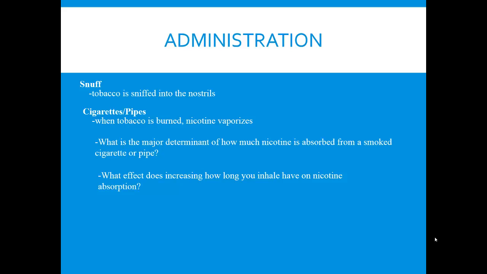Okay. So here we're going to talk about the major determinant of how much nicotine gets absorbed from a smoked cigarette or pipe. The volume of smoke that's inhaled is going to determine how much nicotine the smoker gets from that cigarette or pipe.